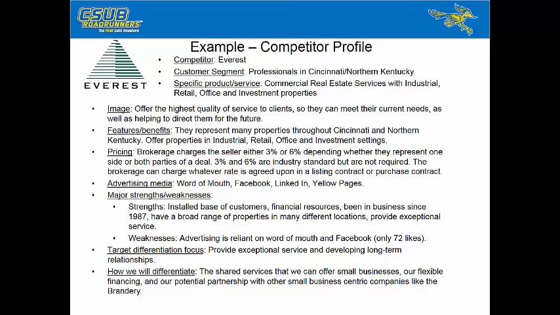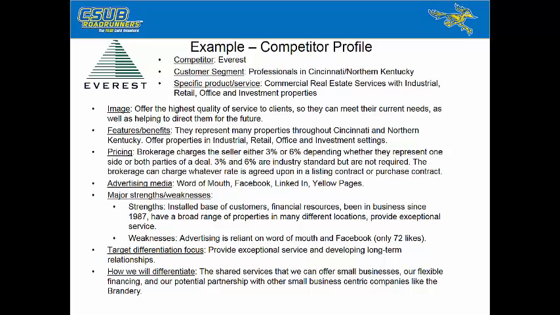The main weakness was that their advertising was reliant on word of mouth very heavily, and Facebook, and they only had 72 likes on Facebook. They found that Everest's target differentiation focus was to provide exceptional customer service and develop long-term relationships, and the way that they decided they were going to differentiate themselves from Everest was shared services that they offered to small businesses, flexible financing, and potential partnership with small business-oriented companies.